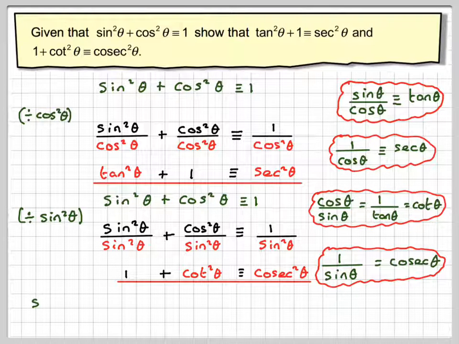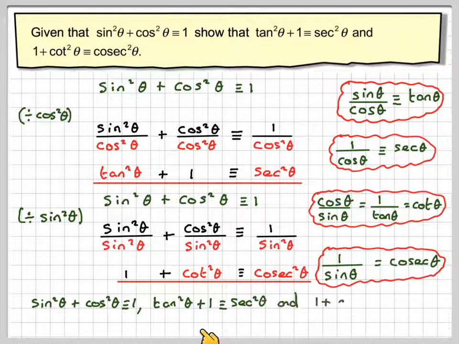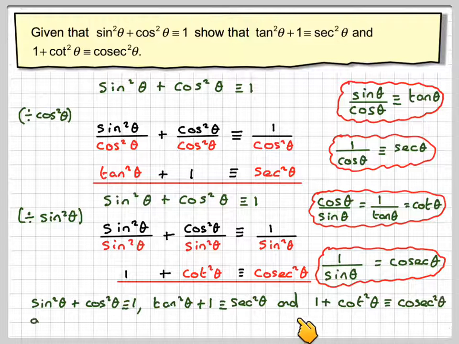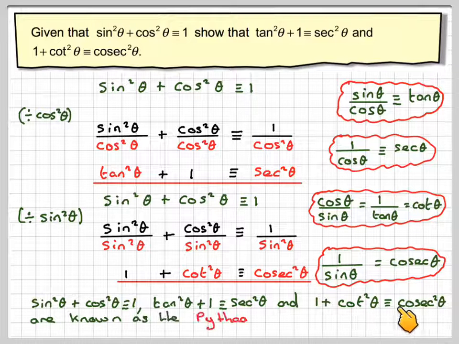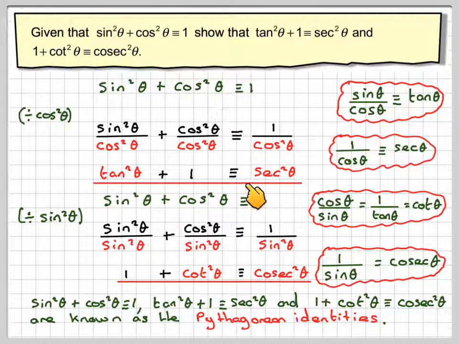So, sine squared theta plus cos squared theta equivalent to 1, and tan squared theta plus 1 is equivalent to sec squared theta, and 1 plus cot squared theta is equivalent to cosec squared theta are known as the Pythagorean identities. They are worth actually remembering. However, you can always go back to this one, which is probably the easiest to remember, and derive the other two. So this has been a video to show you the 3 Pythagorean identities. I hope you've understood, and I thank you very much for watching.